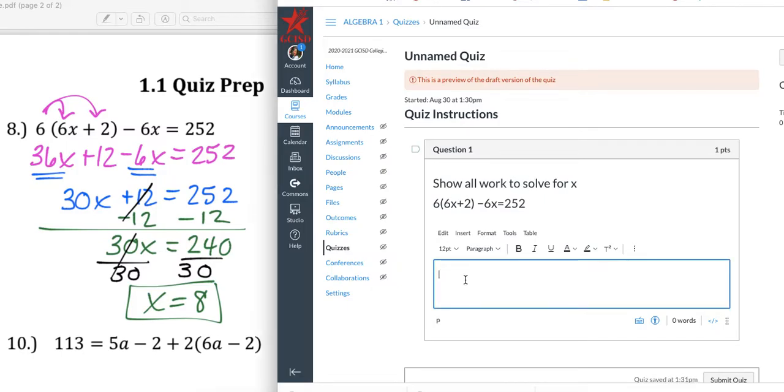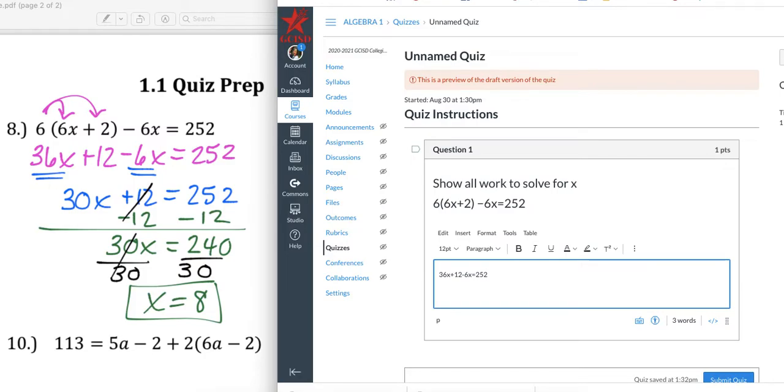First thing you would do is still type everything out the exact same way you would for your distribute step. You don't have to tell me that you're distributing. You would just start typing. So I would say 6 times 6 is 36x. 6 times a positive 2 is a plus 12. I'm going to bring down my minus 6x, and I know that it equals 252. That's my full first line. So I'm going to press enter. It won't submit. Enter just goes to the next line.